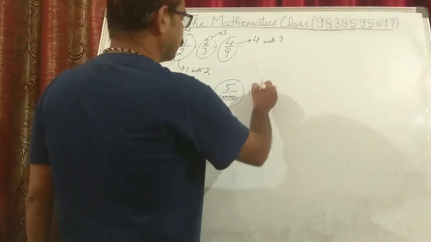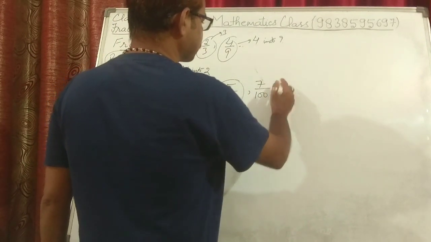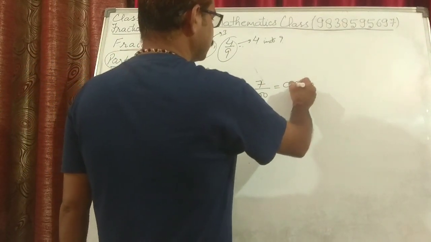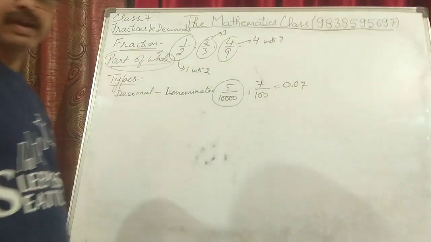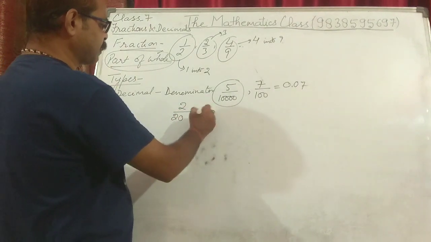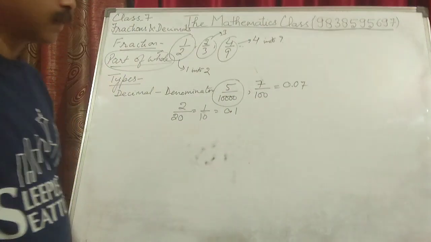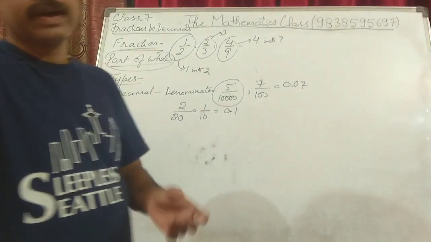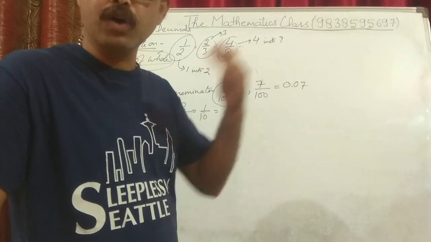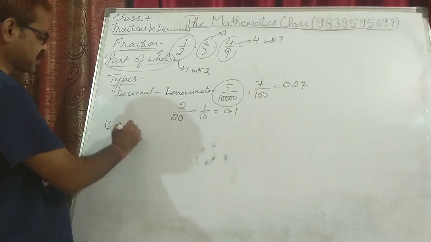Suppose I say 7 upon 100. This is a decimal fraction. Why decimal fraction? Because this can be written as 0.07. That is why it is a decimal fraction. If I say 2 upon 20, when you reduce, it will become 1 upon 10, which can be written as 0.1. So this is a decimal fraction. So I hope it is clear what is a decimal fraction, in which the denominator is 10 or in the powers of 10.